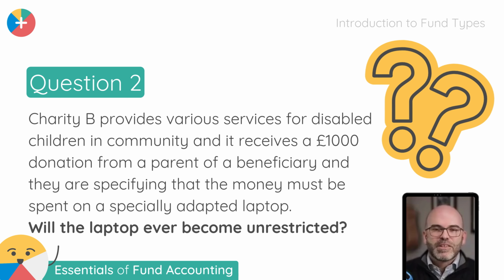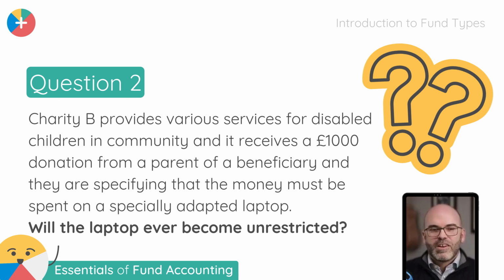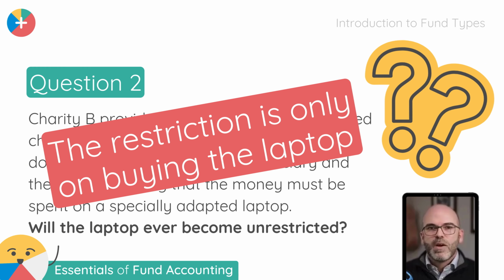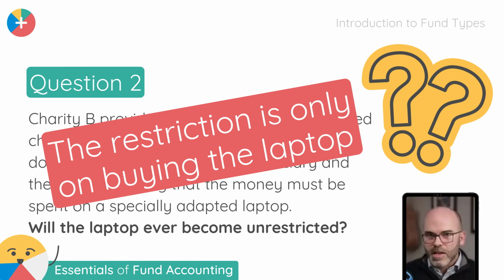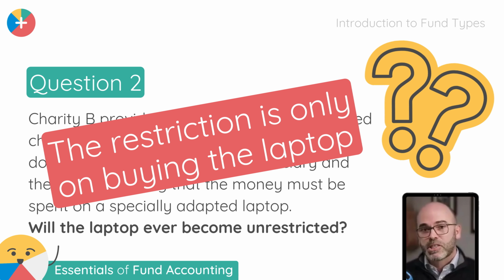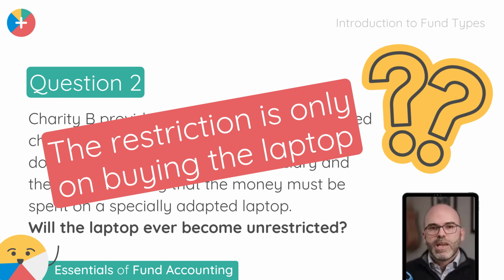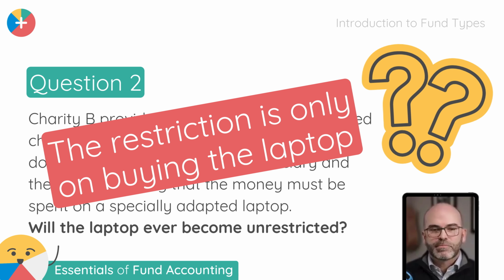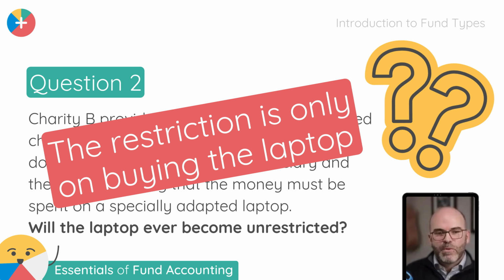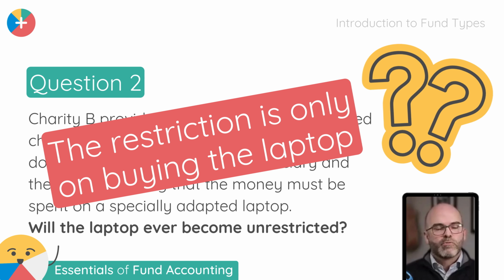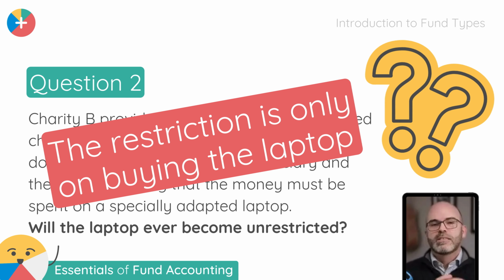But the key here is that the restriction is only on buying the laptop. Remember the wording here was that they received a £1,000 donation where the donor specified the money must be spent on a specially adapted laptop. If they had said it must be spent on the laptop and that laptop must be used by Johnny, then that asset would be restricted to Johnny's use, or restricted to a particular place, or some other restriction.